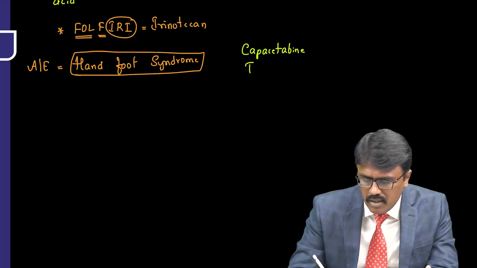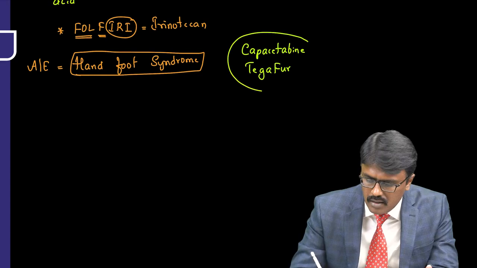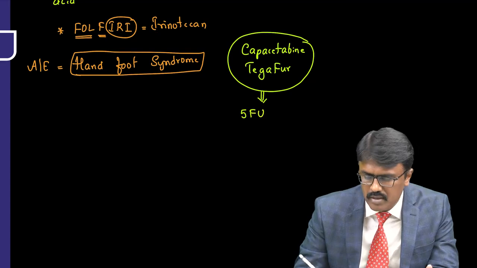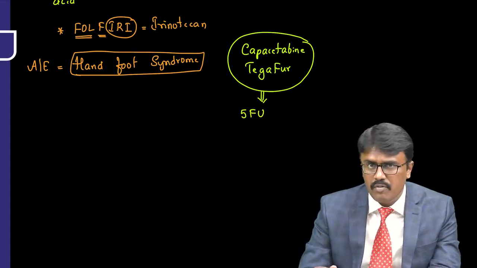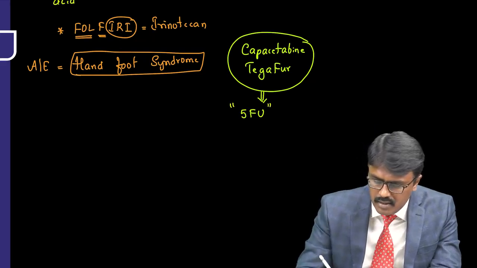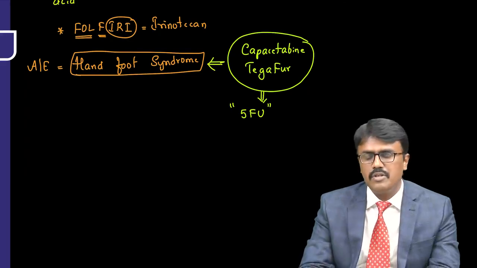Capecitabine, and one more drug called Tegafur. Now these are the drugs that, after metabolism, will give rise to 5-fluorouracil. So they are like a prodrug for 5-fluorouracil. They form 5-fluorouracil, and these drugs are also known to produce hand-foot syndrome.